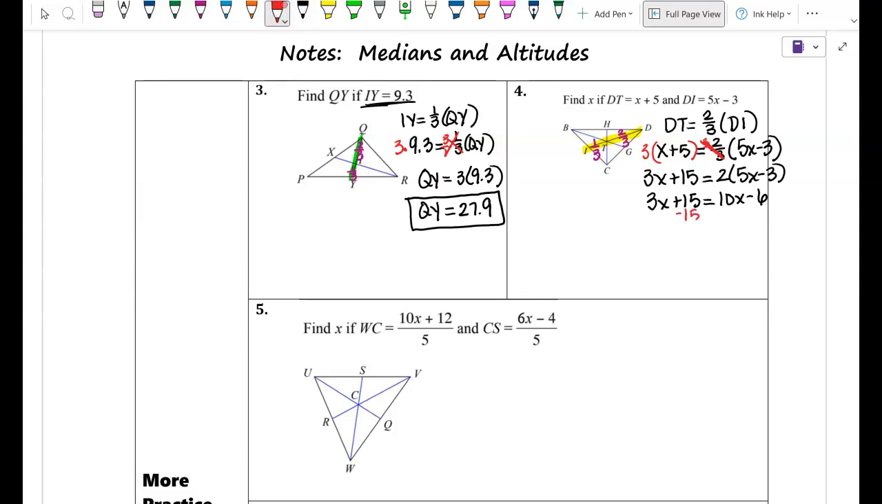If I subtract 15 from both sides, I have 3x equals 10x minus 21. Subtract 10x from both sides. Negative 7x equals negative 21. Divide by negative 7. We get x equals 3.